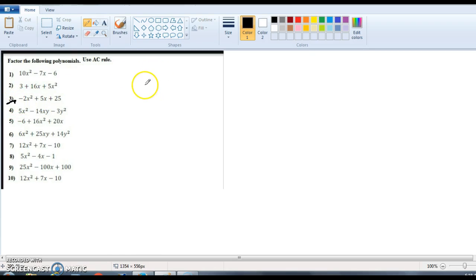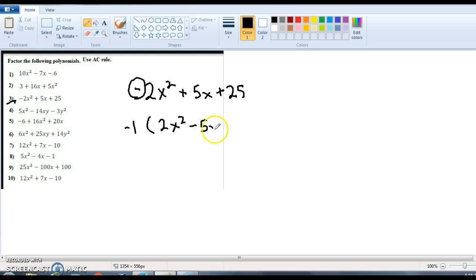the idea here is we want to use the AC rule to factor, but before I do that, I want to notice that we always want to look for a common factor first. And as a helpful hint, if you ever see that the leading term is negative, then you want to think of -1 as being a common factor. So if I write -1 in front, then the rest of it ends up being this. So I'm factoring out a -1.